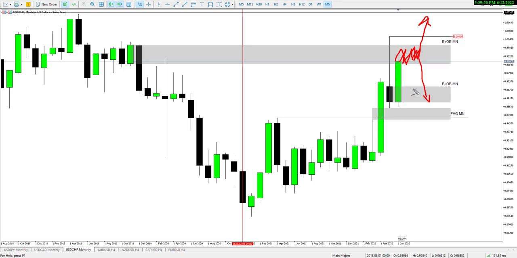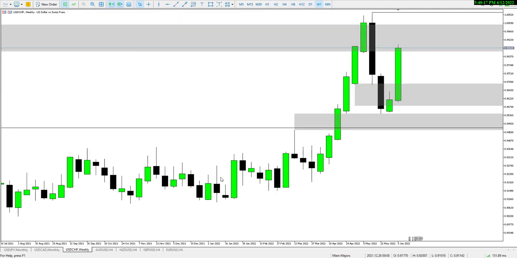the draw on liquidity. Now, if we get negative news for the dollar, the draw on liquidity will be to the downside. If we get a positive, if we get a hawkish Federal Reserve, then this price is definitely gonna just meander, consolidate around this level, and then push to the upside.